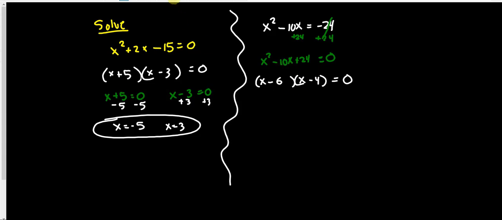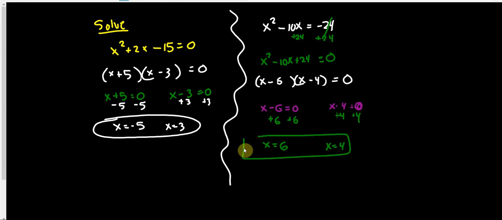Now I could just set each of them equal to 0. So x minus 6 equals 0, and x minus 4 equals 0. Oh, that's a sloppy 0. I'm sorry. Don't think it's a 6. And then I can solve this by adding 6 to both sides. And so I get one solution as x equals 6. And over here I have minus 4, so I can add 4 to both sides. And I will get x is equal to 4. So I get two solutions.